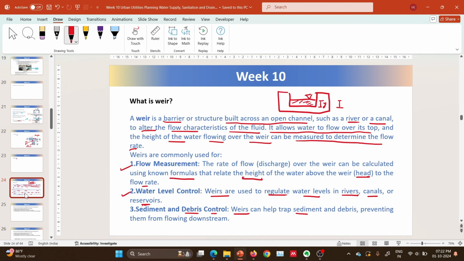The difference between a weir and a barrage is that a barrage is a bit more mechanical. It is a kind of gate which can open and close. So it can regulate flow more mechanically.